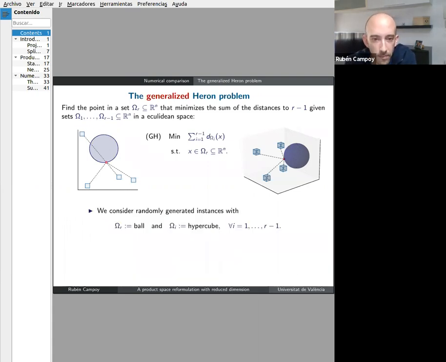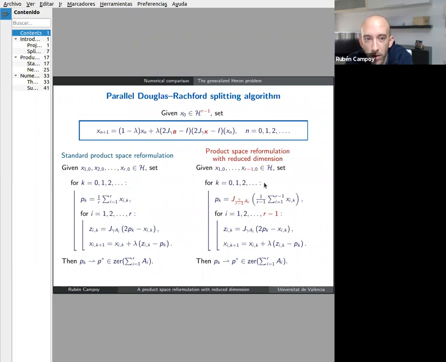So in here, we consider randomly generated instances, as in the picture. So the feasible set, omega r, would be a ball in the space, and the other ones could be hypercubes, so squares, cubes, or hypercubes in higher dimensions. And we will compare the performance of the standard DR and the reduced DR, where I will call standard DR the Douglas-Rachford with the classical product space reformulation with R fold lifting, and reduced DR the new one that we have proposed.